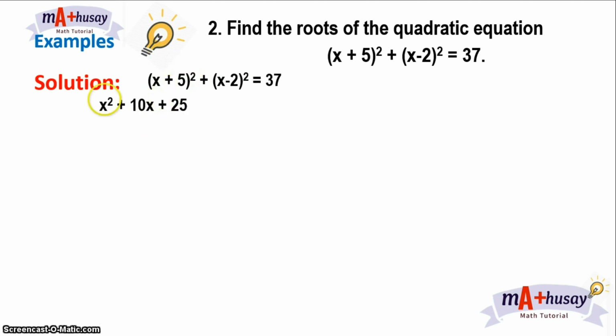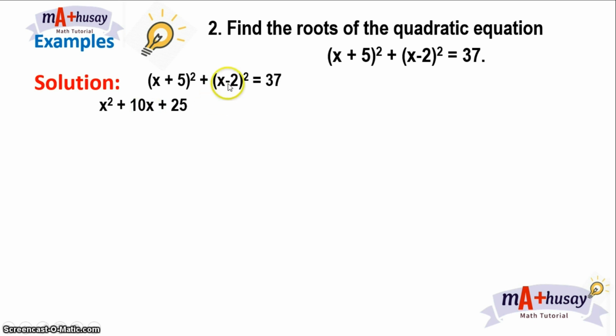Why? You get the square of x. X times x is x squared. You get the square of the last term. 5 times 5 is 25. Now, to get the middle term, you have to multiply 5 times x. You'll have 5x times 2. You'll have positive 10x. That's correct.